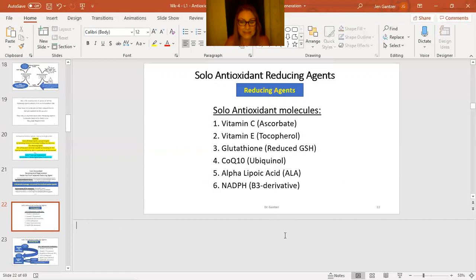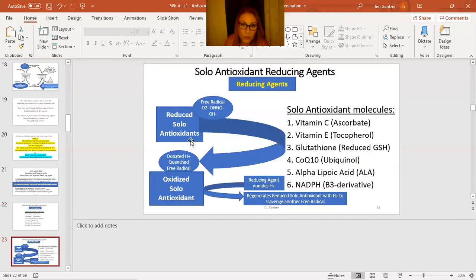CoQ10, yes, that's the exact same molecule that's in the electron transport chain. We'll see that. Alpha lipoic acid, one of my all-time favorite molecules. This is in my cupboard at all times. And we learn a lot more about alpha lipoic acid. However, it is a potent reducing agent with the ability to participate in many redox reactions, which works to our advantage. We should keep high levels in it, well, minorly high physiological doses. And then of course the NADPH, as we had just learned.